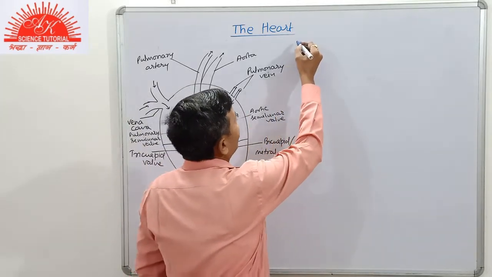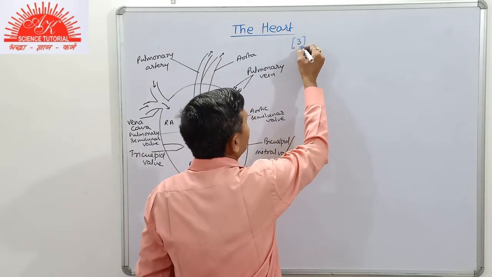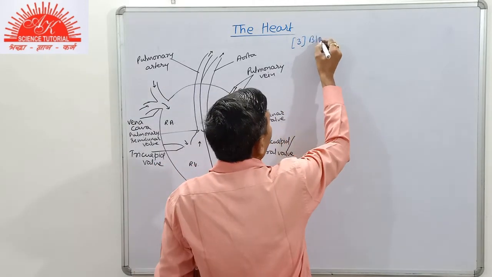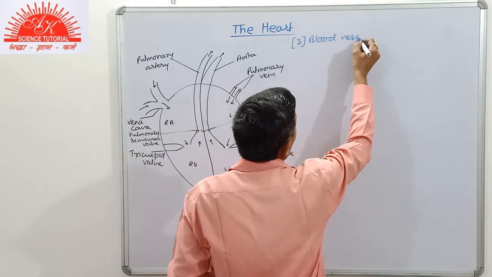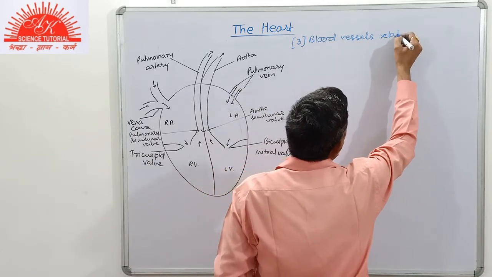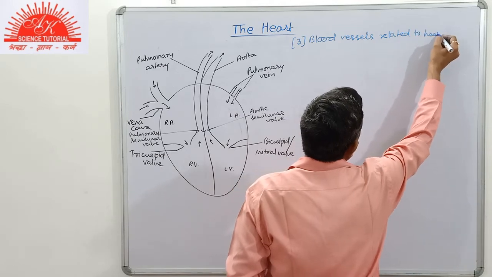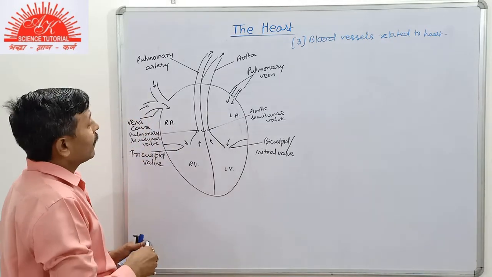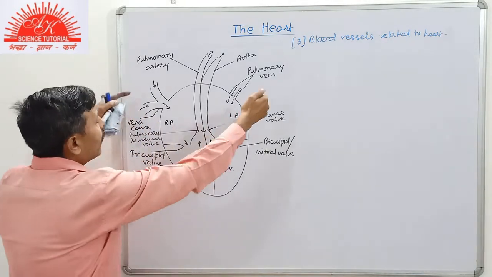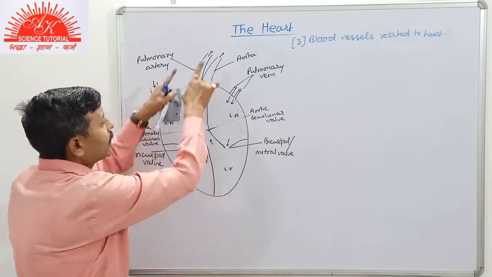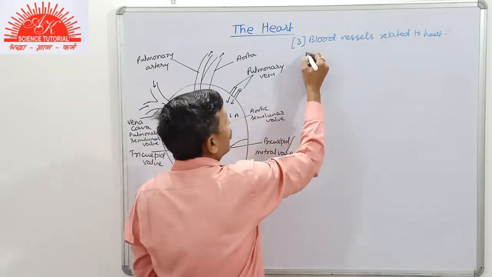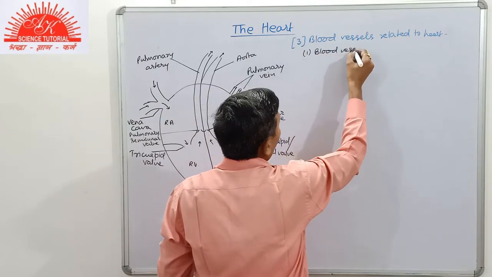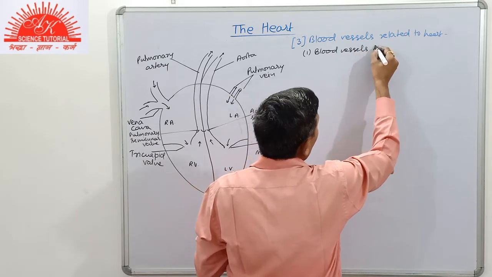Now in the next part of this topic, the structure of the heart, we are studying the blood vessels related to the heart. Here, students, we can study in 2 parts, 2 headings: the blood vessels entering the heart and the blood vessels leaving the heart. So the first part is the blood vessels entering the heart.